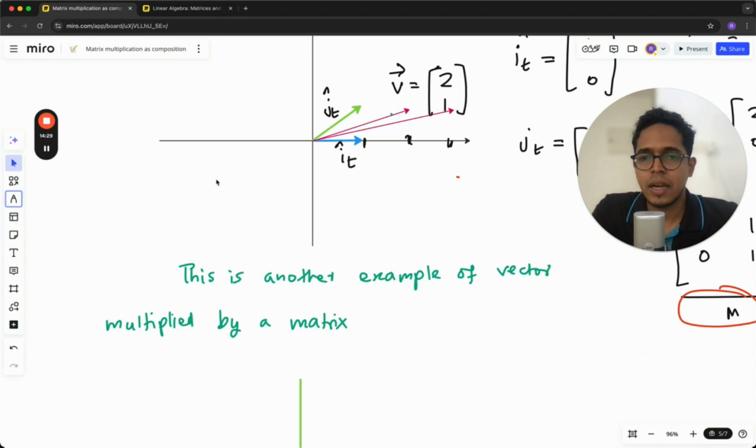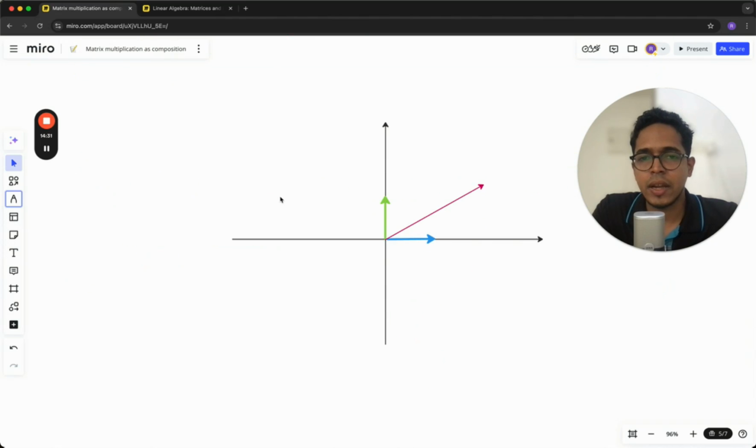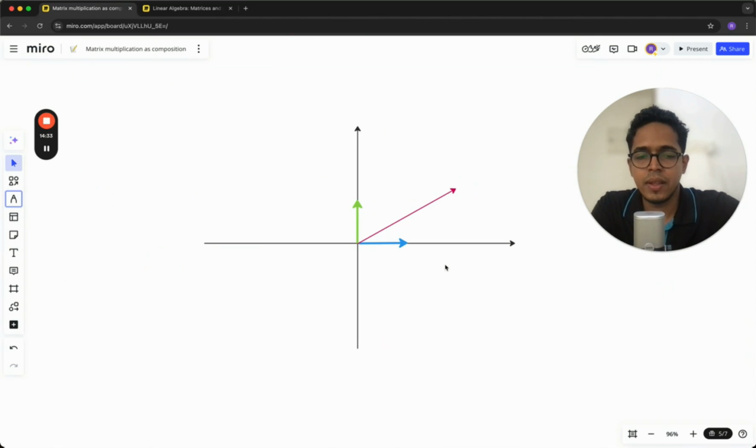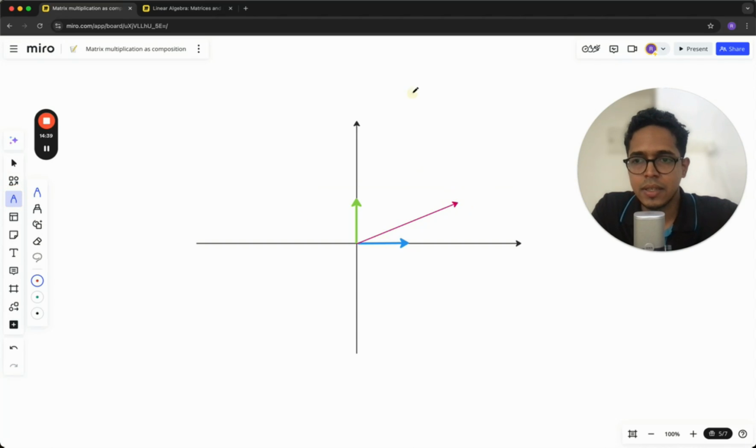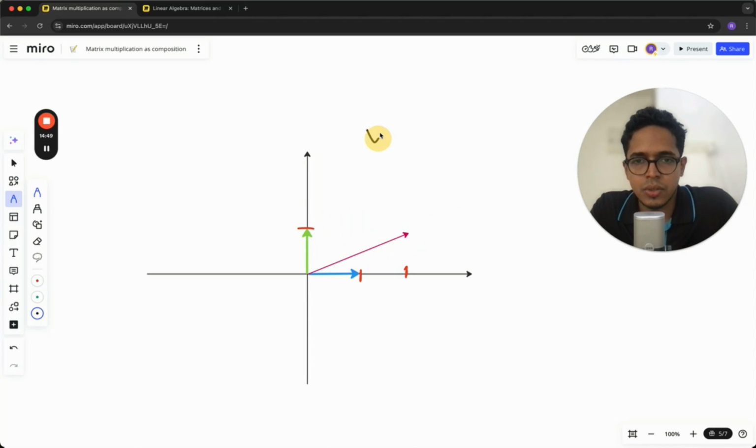I already have it here. I just wanted to start with the vector v. So the vector v originally was this, right? It was originally at 2 1. So the x-axis coordinate is 2 and the y-axis coordinate is 1. So let me just write that down.